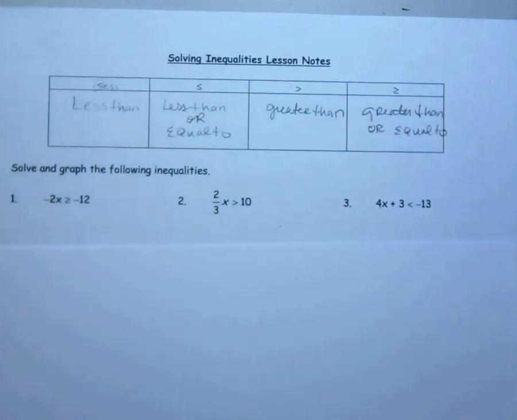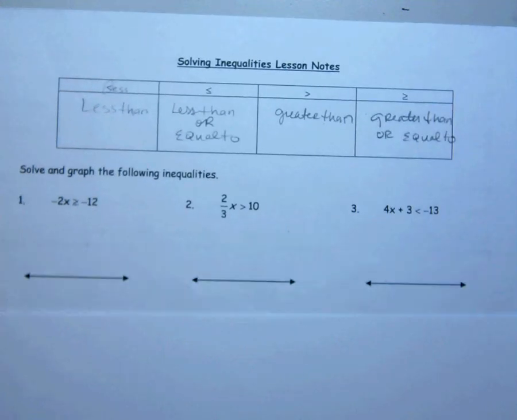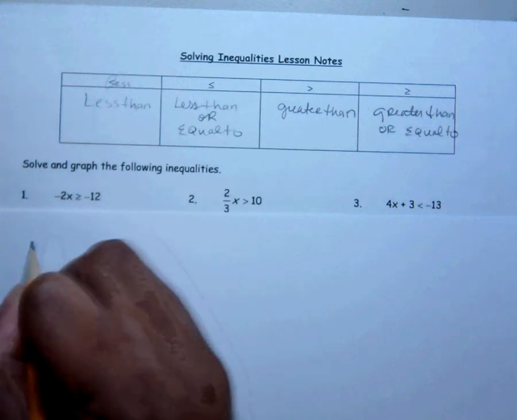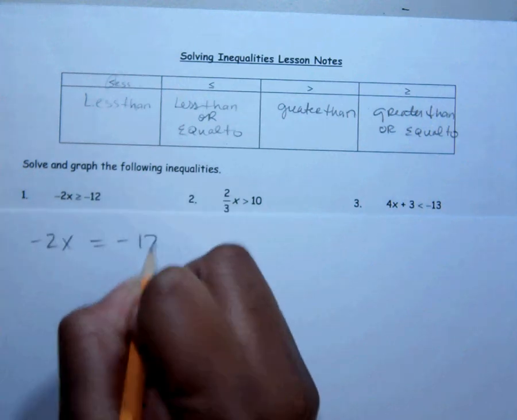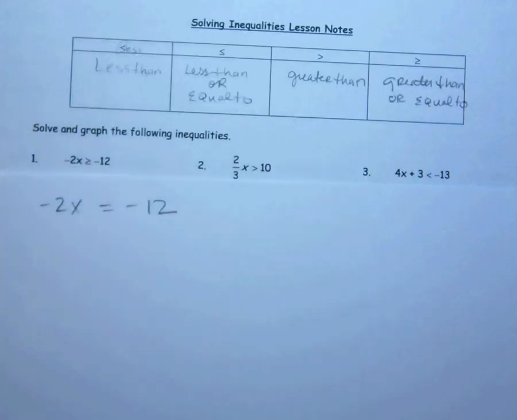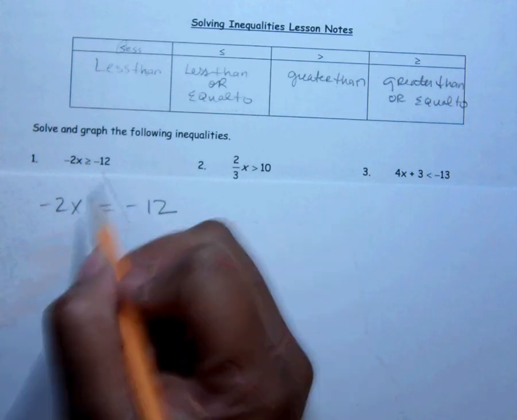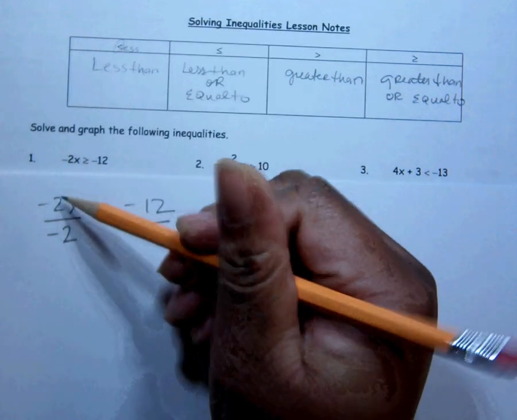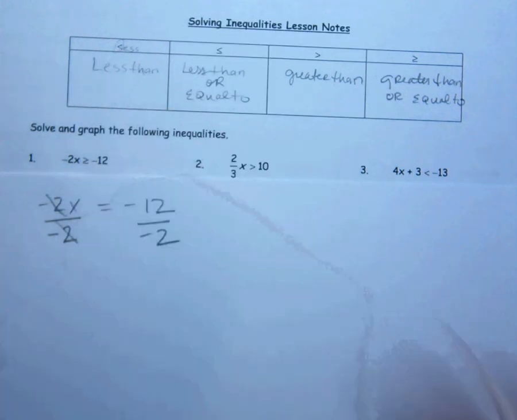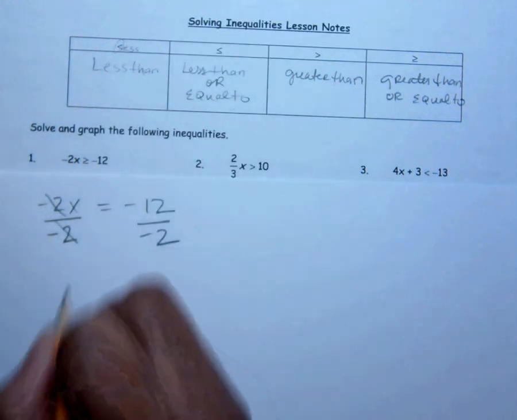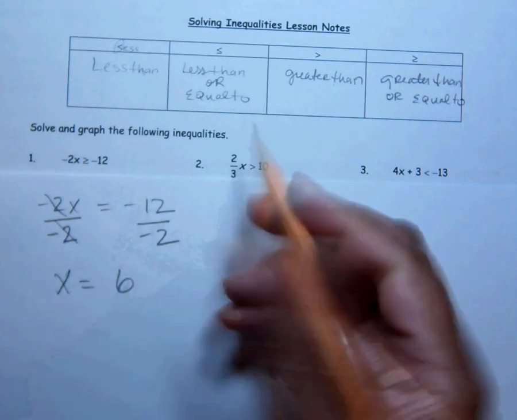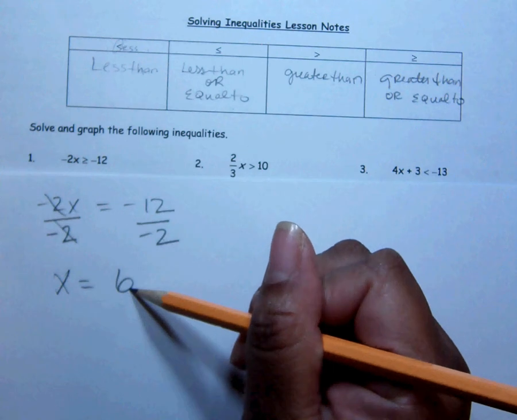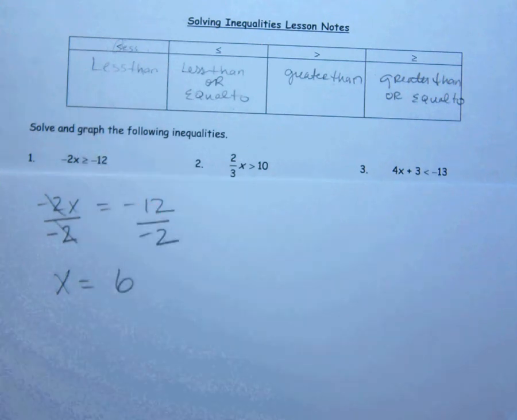So, number one, we're going to solve it and then graph it. And I know number one looks weird, but if I replace this greater than sign with an equal sign, it should look familiar. So I'm going to divide by -2 to get x by itself. And now we have x is 6, because -12 divided by -2 gives me a positive 6. So we're going to do the same thing on number one.